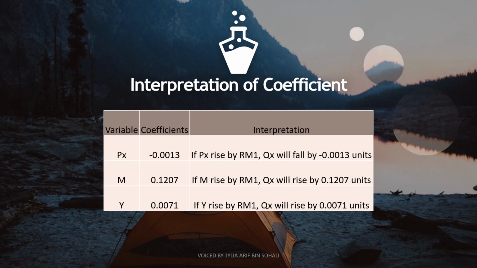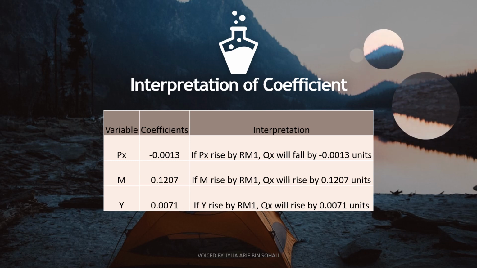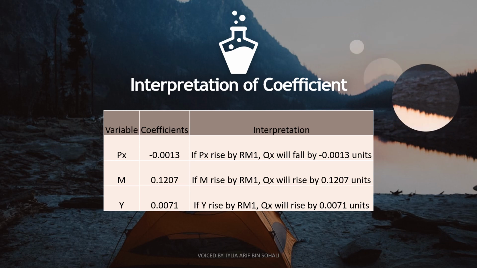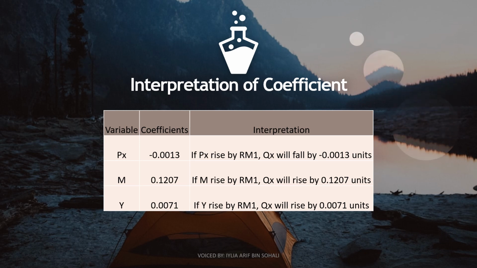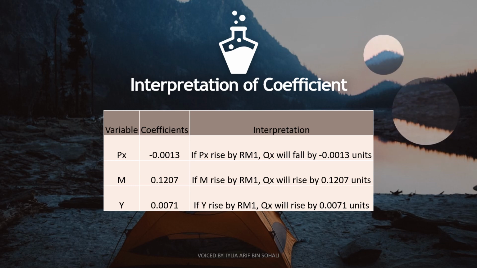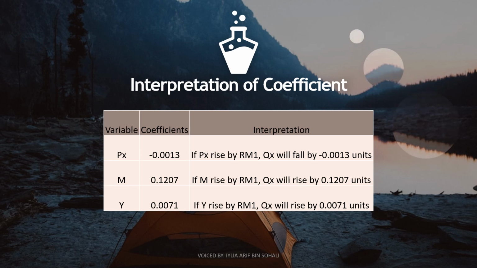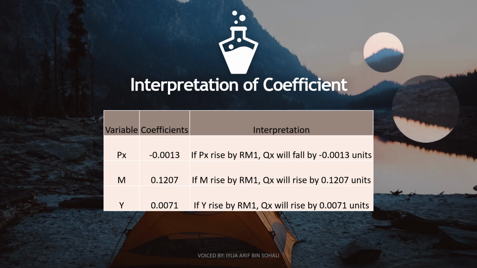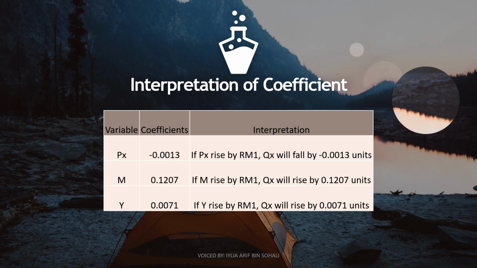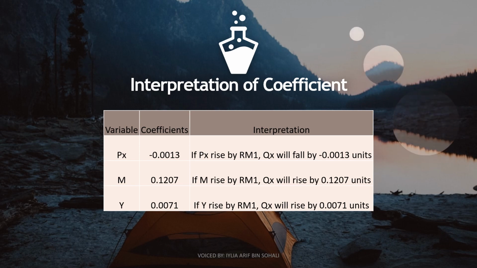So, let's move on to interpretation of coefficient. Firstly, we have negative 0.0013 px, which means if px rise by 1 ringgit, qx will fall by 0.0013 units. Next, we have 0.1207 m, which means if m rise by 1 ringgit, qx will rise by 0.1207 units. And last but not least, we have 0.0071y, which means if y rise by 1 ringgit, qx will rise by 0.0071 units.